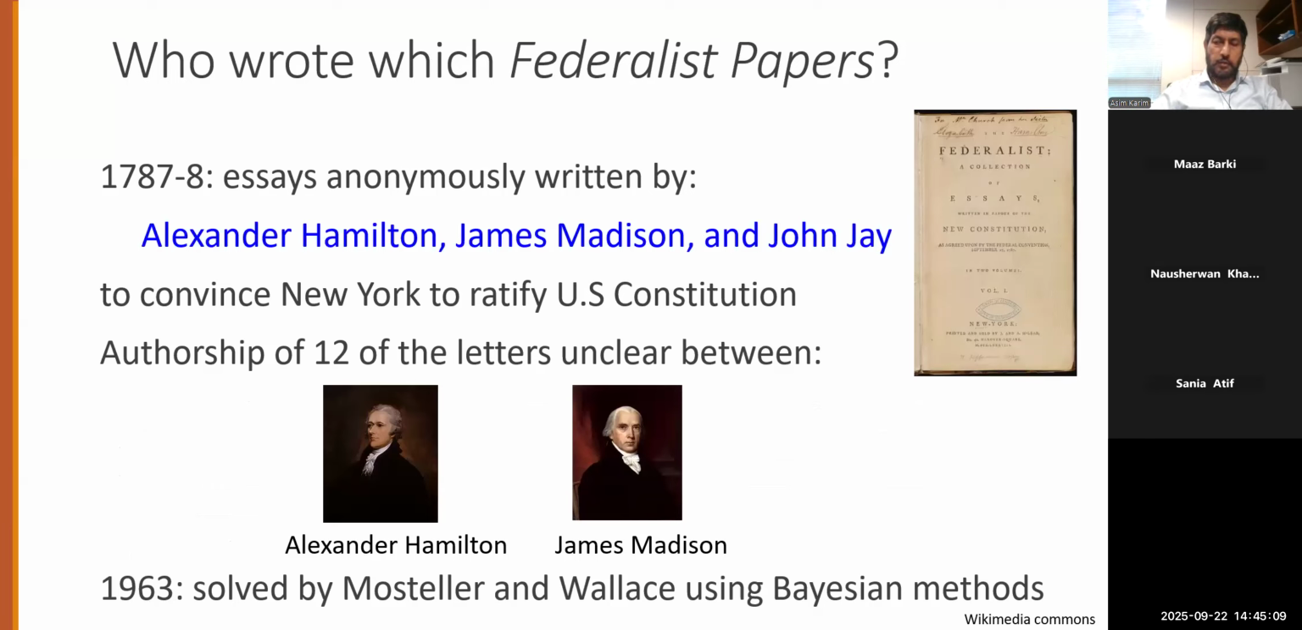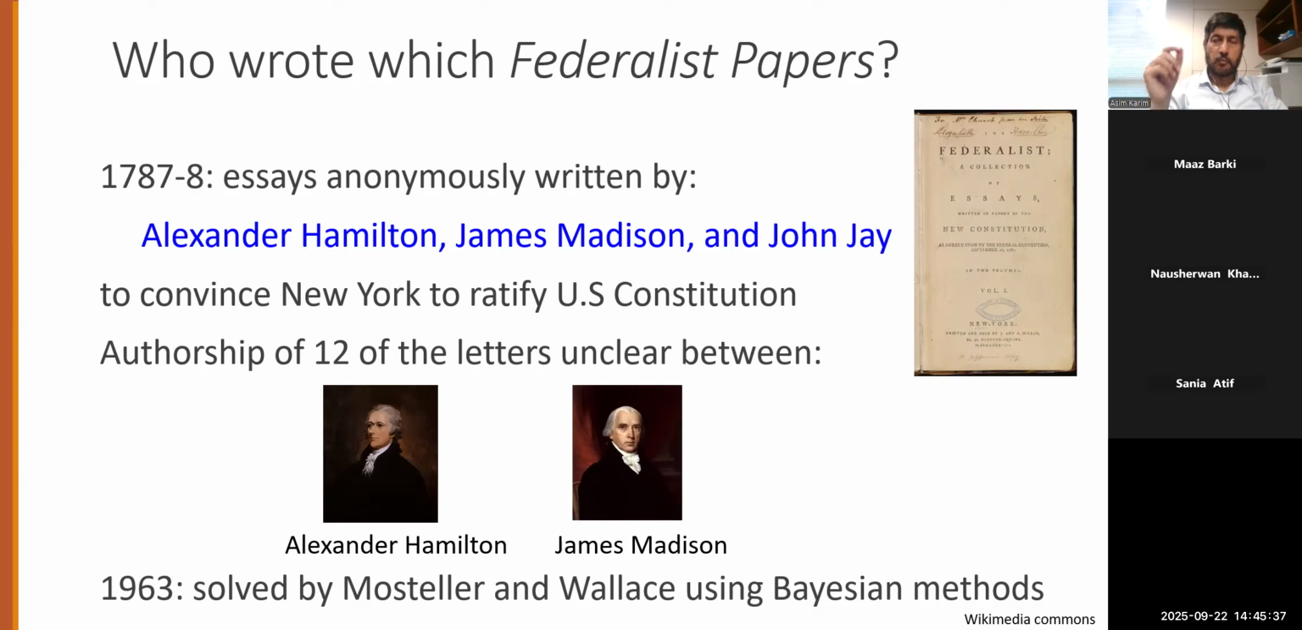So this is another application, trying to determine the authorship of a document. This example is from US history, which I'm not very familiar with. But from the slides, there were some documents or articles written anonymously way back when the US Constitution was built. But obviously each author has a particular style of writing.